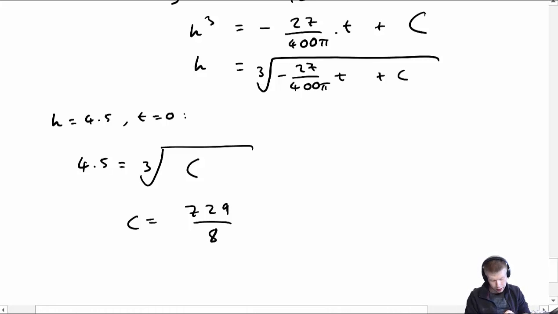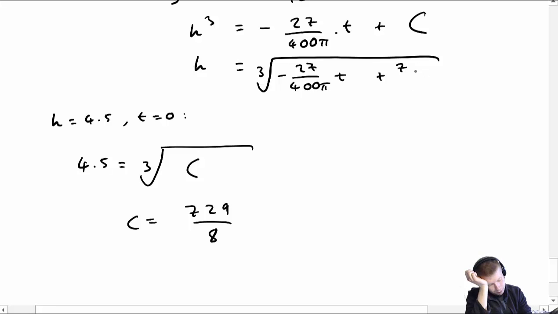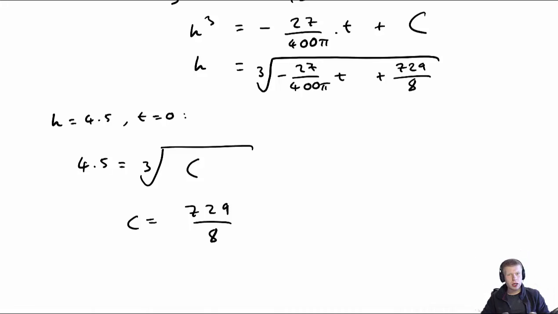I mean, you could stick that as a decimal or whatever, but I'm going to leave it as a fraction like that. Okay, so basically my particular solution is just that, but I replace c with 729 over 8. So if you want to find the value of the constant of integration, you look back at the question and you look for clues in the question. You try and find two values that you need. So in this case, we wanted to link h and t together. So we find a value of h and a value of t that will link those things together, and you're then able to find out what c is. That's not too bad.